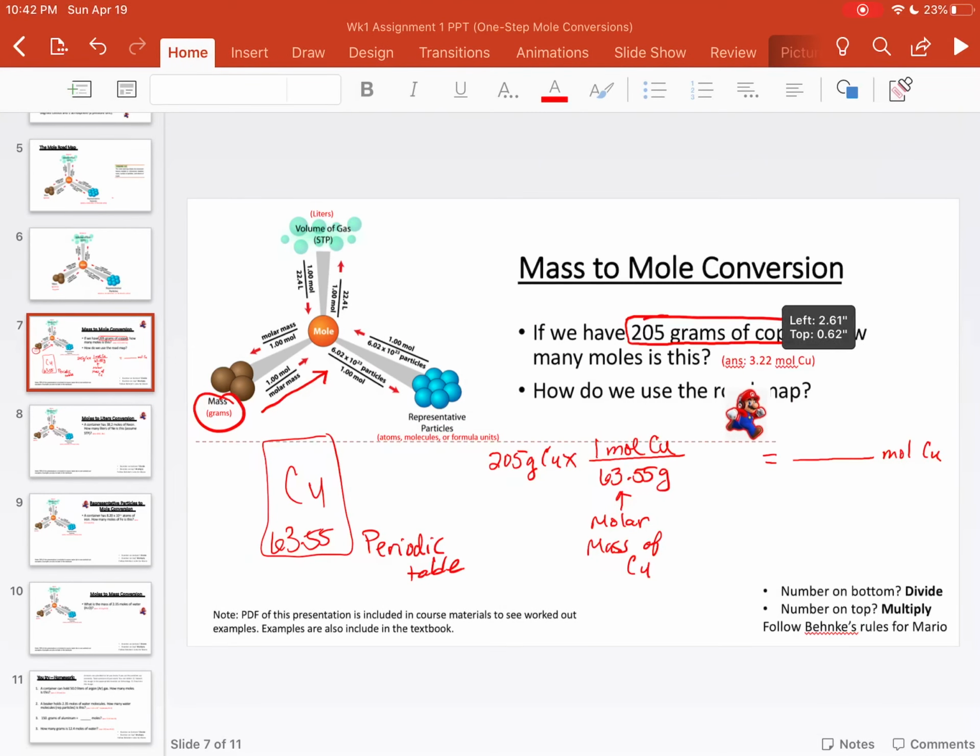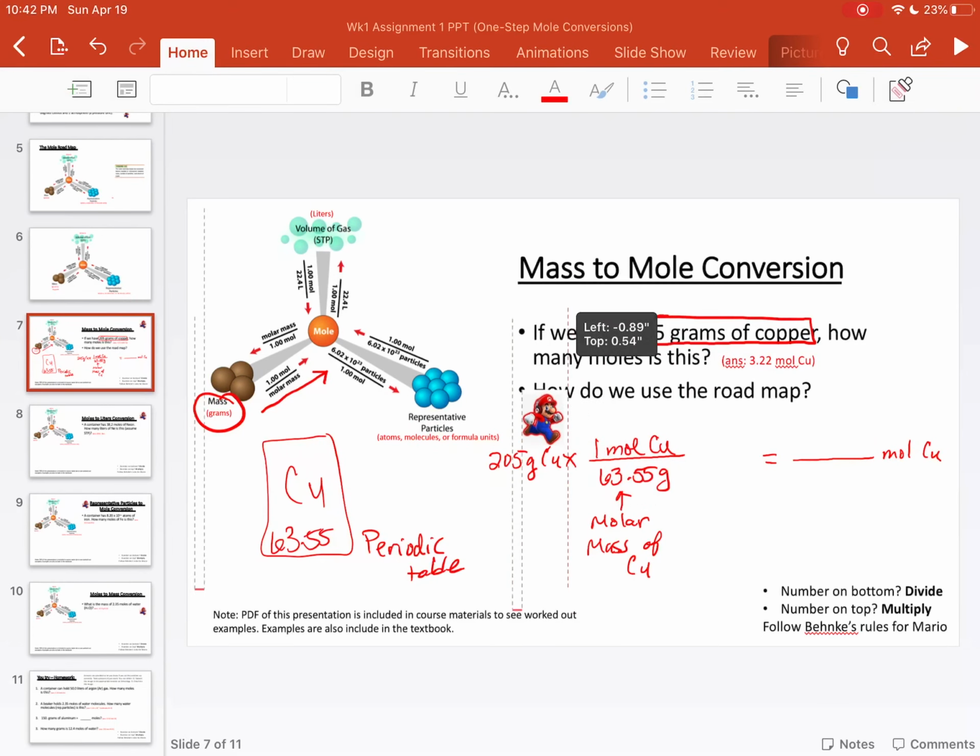So Mario travels. He starts here, and then he jumps over to this platform, and then he jumps down. Every time Mario jumps onto the top of a platform, we multiply, and every time Mario jumps on the bottom, we divide. So in this, oh, I just made Mario really big.